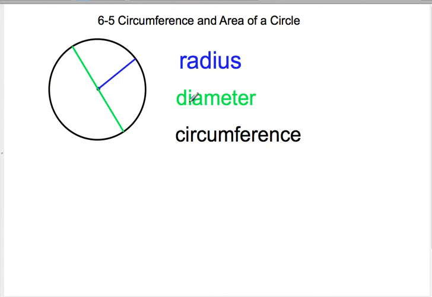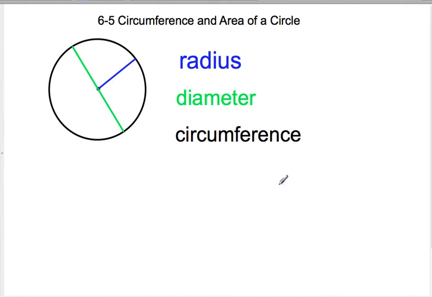The diameter is any line from one edge to another edge of the circle as long as it goes through the middle. And as you can see, the diameter is always twice the radius, because if we were just to extend this radius to the other side of the circle, it would be a diameter. And so diameter is always made up of two radiuses, and radius is half the diameter.